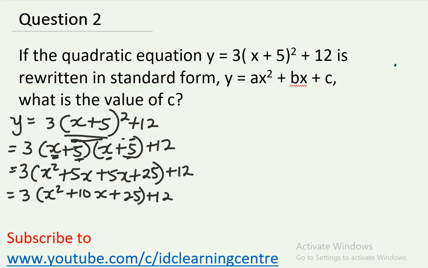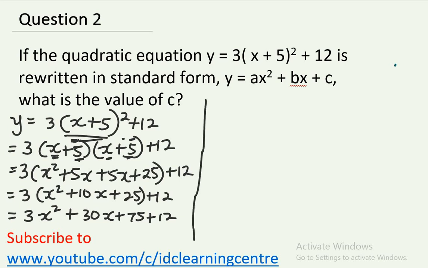We'll break the bracket by using 3 to multiply the values in the bracket. 3 times x squared will give us 3x squared, plus 3 times 10, 30x, plus 3 times 25 is 75. We've broken the bracket, now plus 12. Okay, we can add up 75 and 12. So we have 3x squared plus 30x plus 75 plus 12 will give us 87.